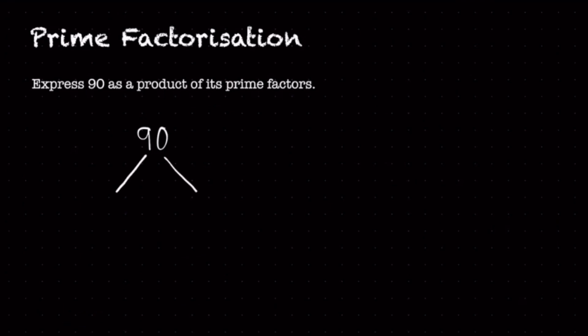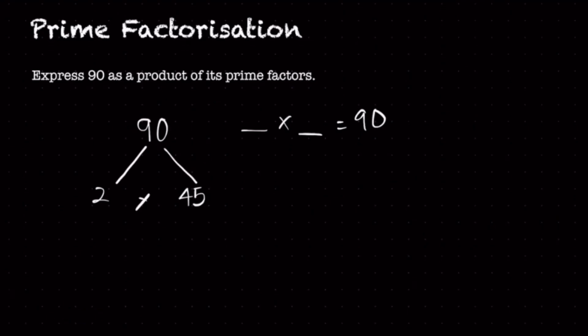I mean, there are more, but something times something is 90. So let's do 2. That's the easiest because it's an even number. So 2 times 45 gives you 90. Alright. And let's go on. So we copy 2 down, and 45 is made up of 3 and 15.